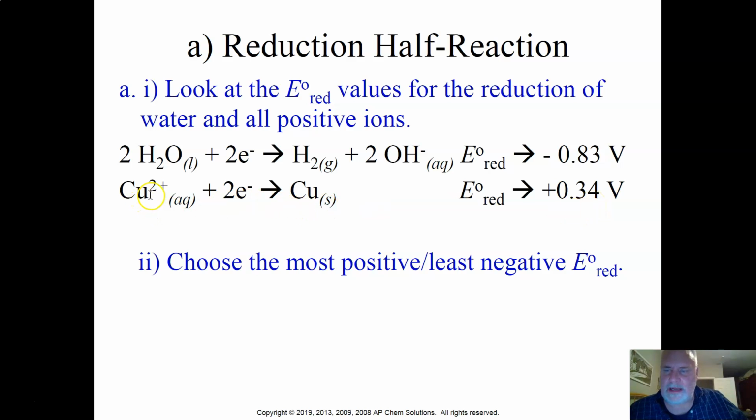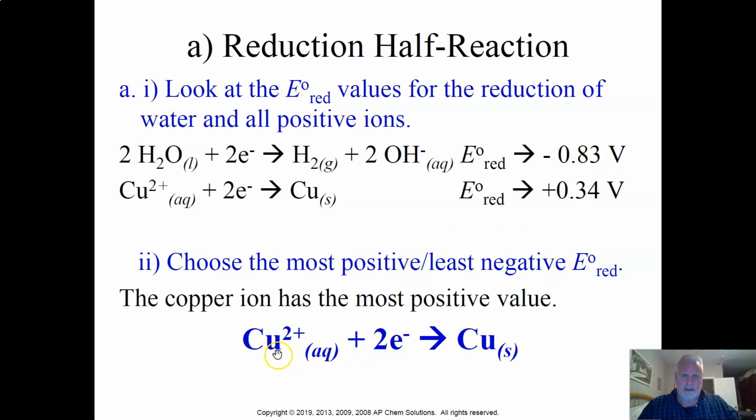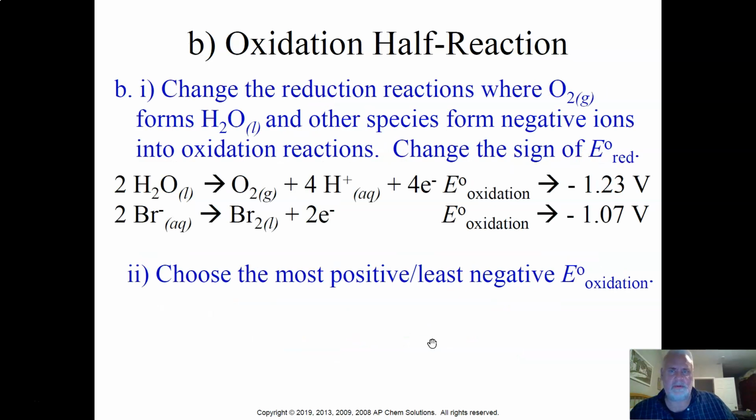So the positive ion is going to be the one that you will include, and then you just look at them and you say, okay, choose the most positive, least negative. So guess what? That's going to be the answer to problem A, which was what is going to be your reaction for the reduction.